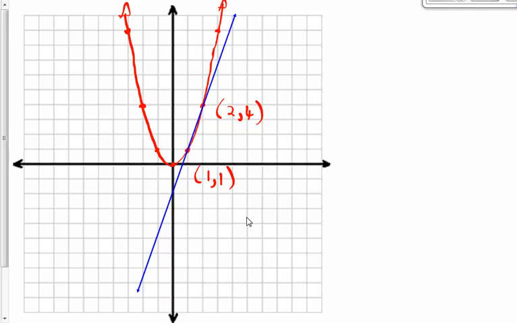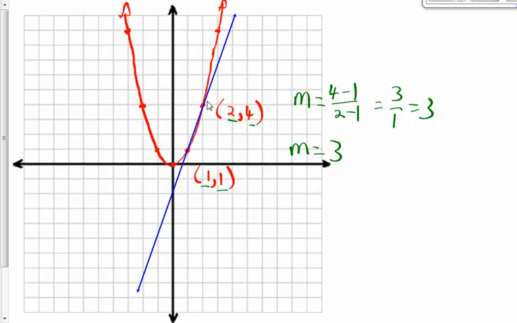Let's calculate the slope of this secant line. The slope is going to be 4 minus 1 over 2 minus 1, or y2 minus y1 over x2 minus x1, which gives me 3 over 1, or 3. So the slope of this secant line is equal to 3.